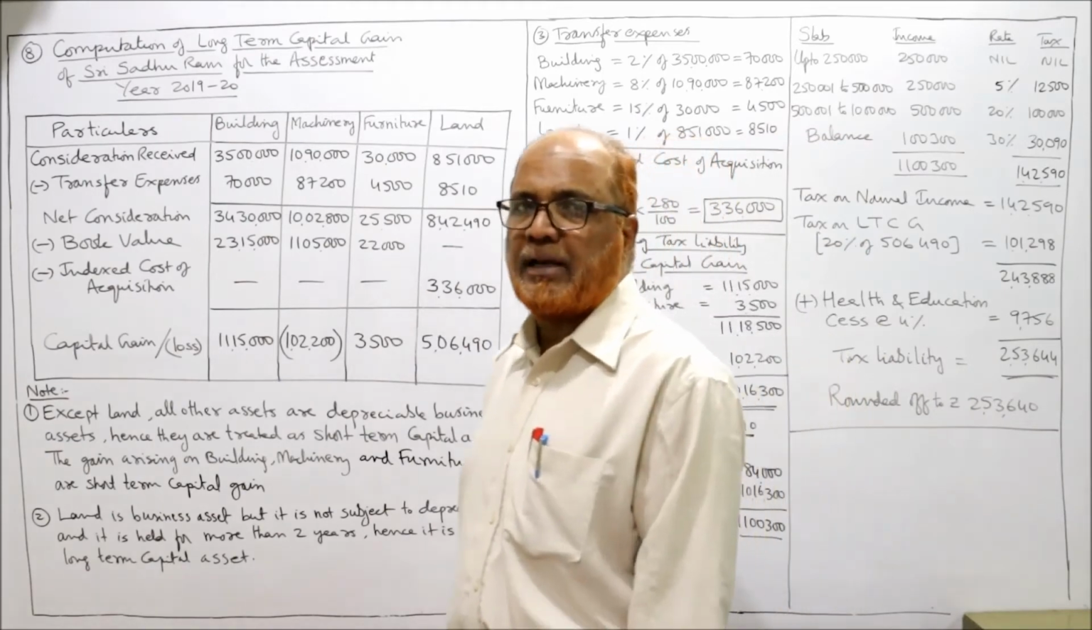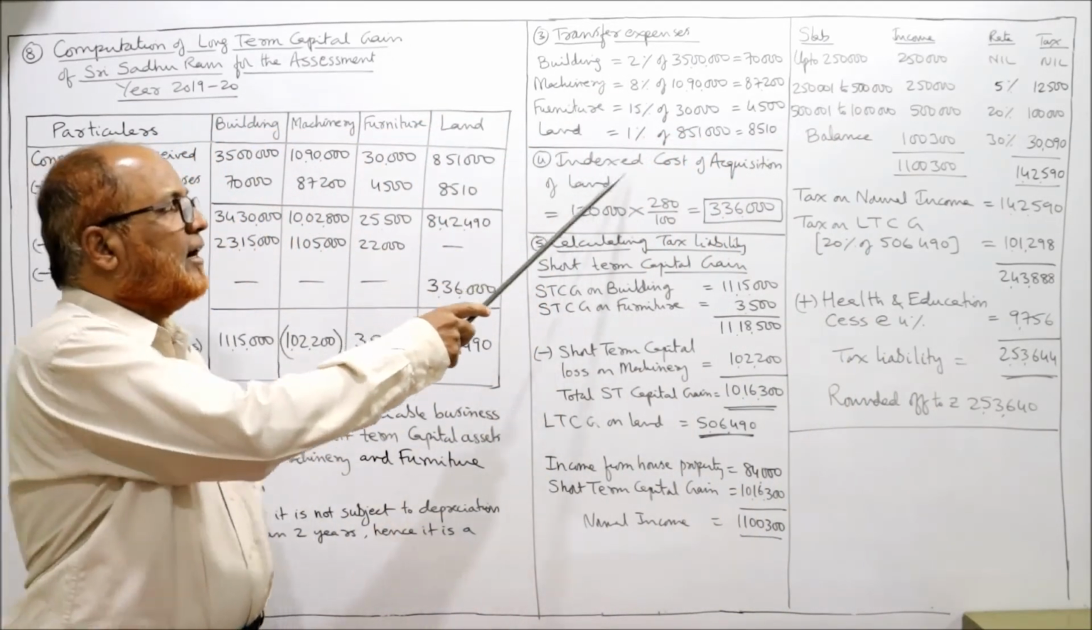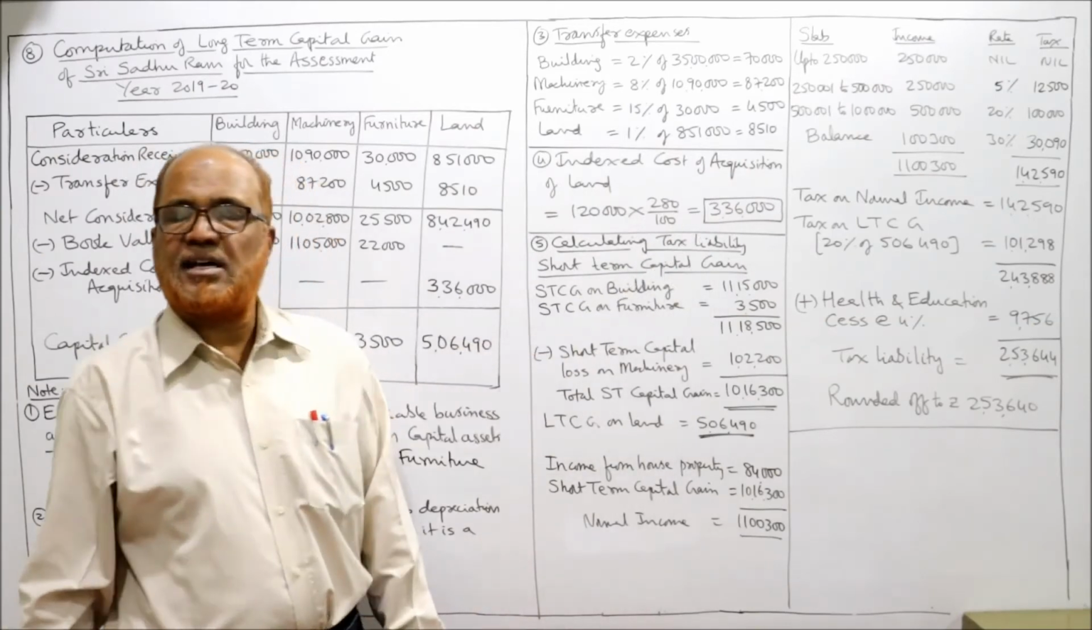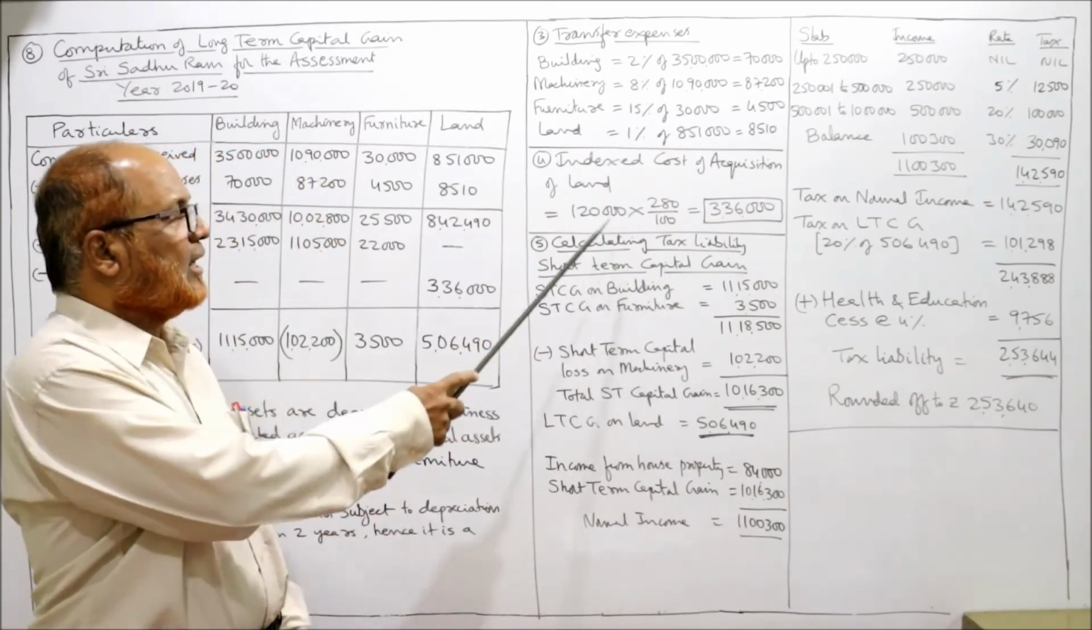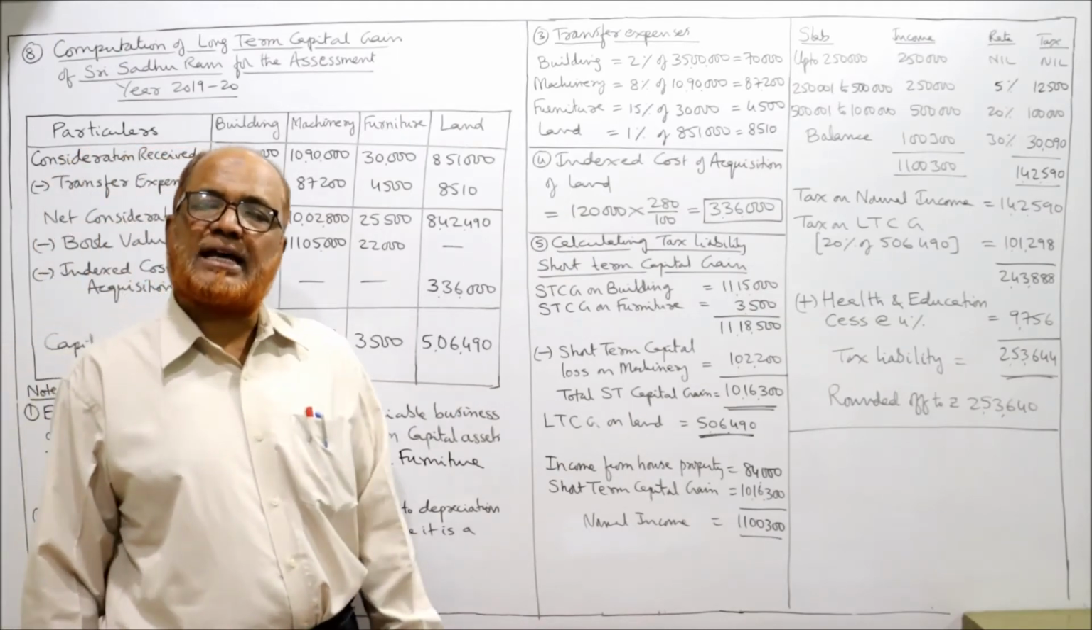There is a long-term capital gain. Now, transfer expenses, just now I have explained to you. Indexed cost of acquisition, already I have calculated. Tax liability. Now, second part of the problem, tax liability.